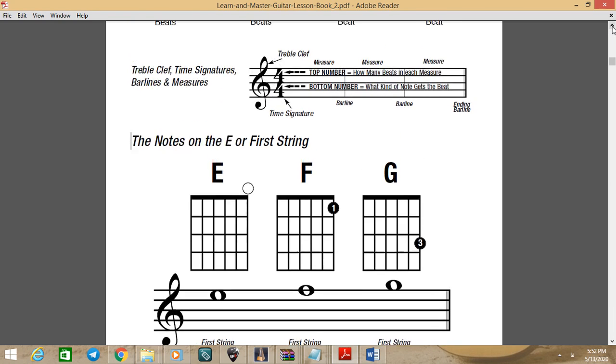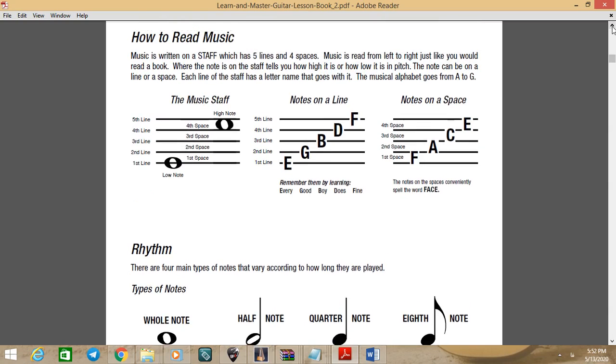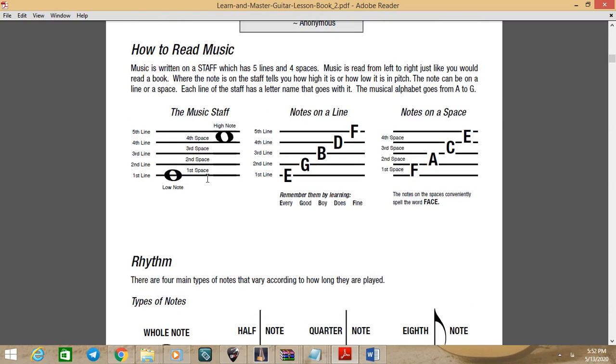First, we should learn what the music staff is. On the music staff we have 5 lines: 1, 2, 3, 4, and 5. And the notes can be on the line exactly like this, or between lines. For example, this one is exactly on line 1, and this one is between line 4 and 5. You can see it between line 4 and 5.